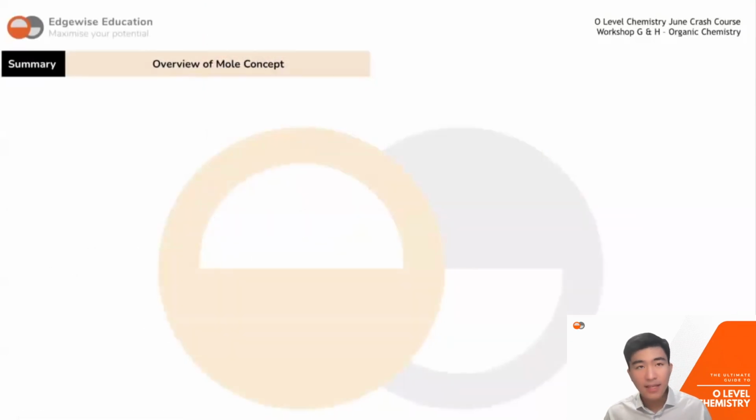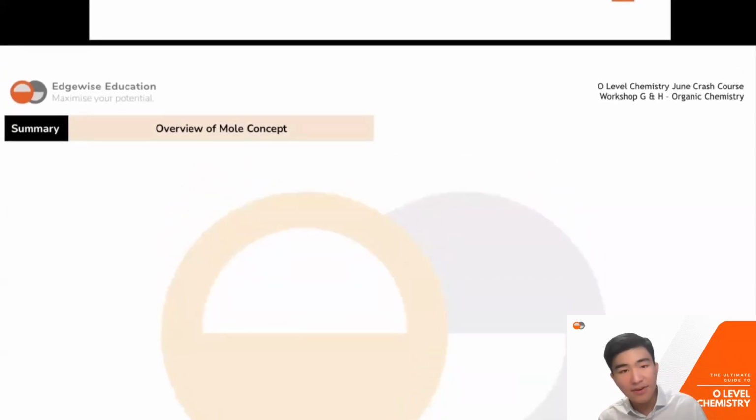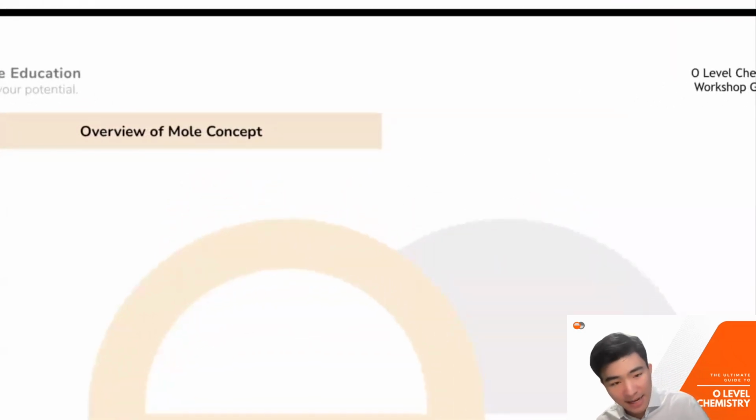Now, first off, in the chapter of mole concept, we must understand that the whole idea of mole concept is to help us to find a common ground to calculate certain calculations for chemical equations. So for example, let's say I have a very typical reaction. Let's say I have NaOH that is going to react with HCl.